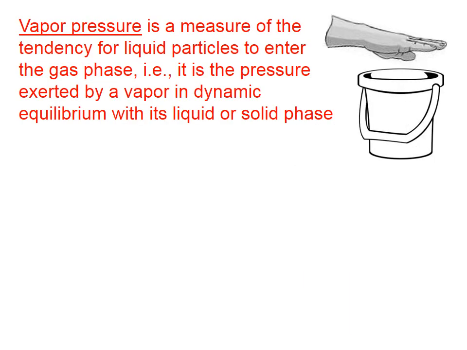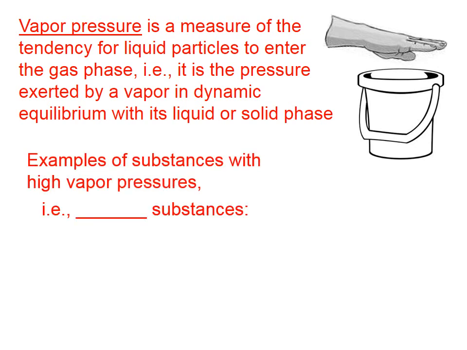So let's define vapor pressure. Vapor pressure is a measure of the tendency for liquid particles to enter the gas phase. That is, it is the pressure exerted by a vapor in dynamic equilibrium with its liquid or solid phase. Examples of substances with high vapor pressures, that is, volatile substances. Volatile substances are those with high vapor pressures.